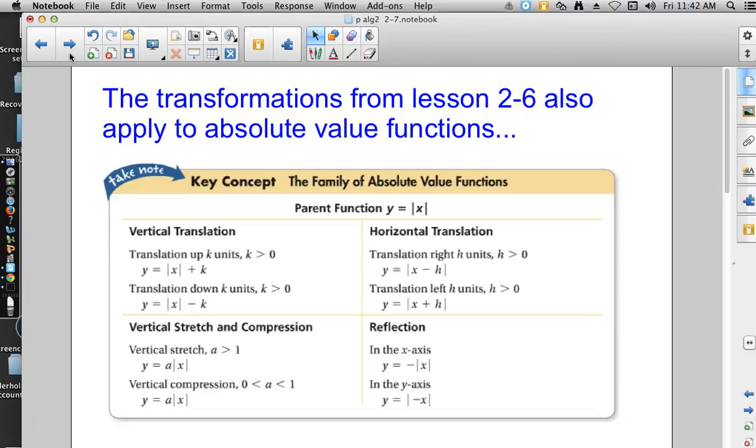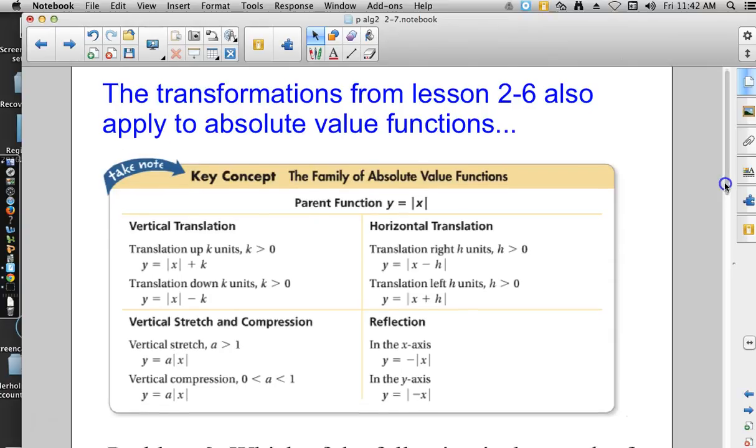So now this says, if you have a number bigger than 0 in this spot and you add it, you're going to move it up. And for this one, if you have a k value bigger than 0, but you're subtracting it, you're moving it down. Here's where it gets weird, remember. If it's inside the absolute value, you have to think backwards. So if you see a minus, it actually goes to the right. And if you see a plus, it actually goes to the left. We saw that with the graphing calculator the other day.